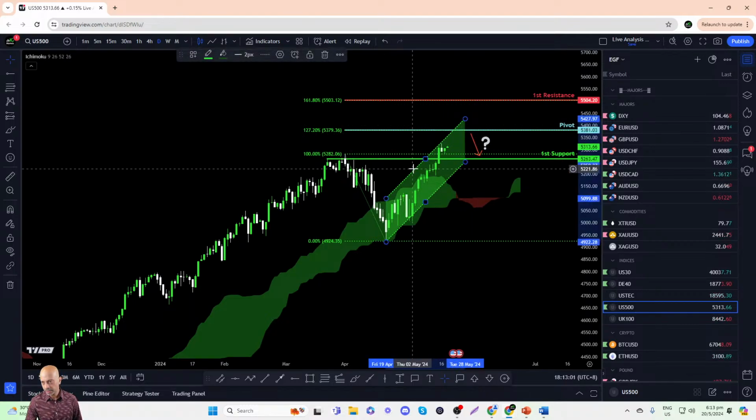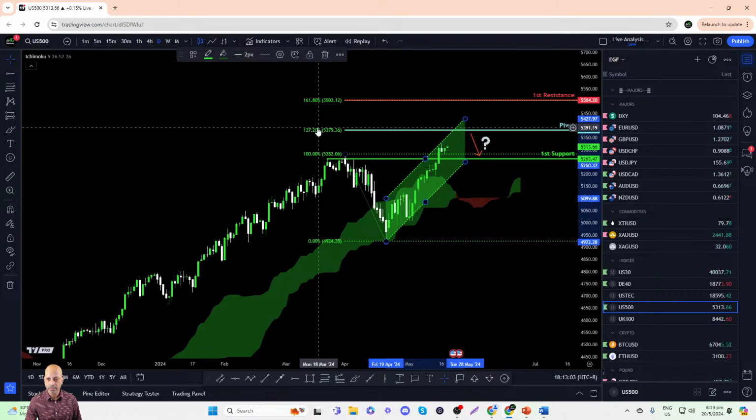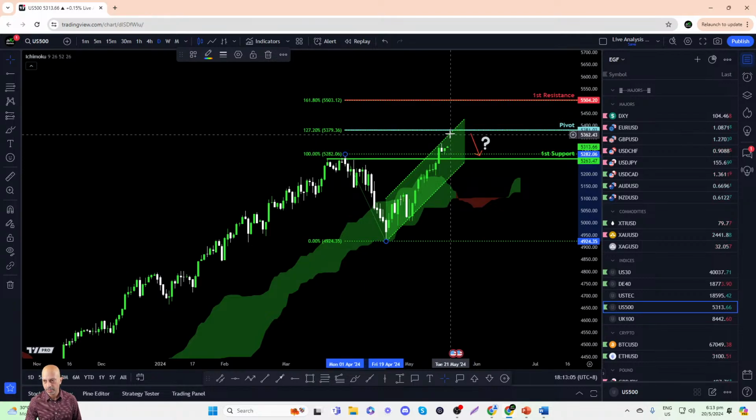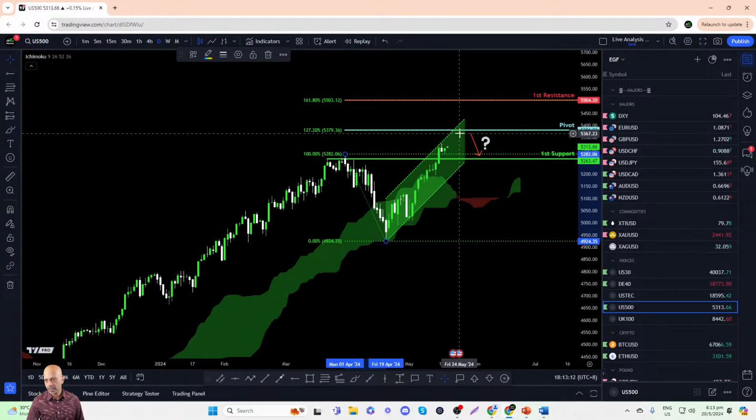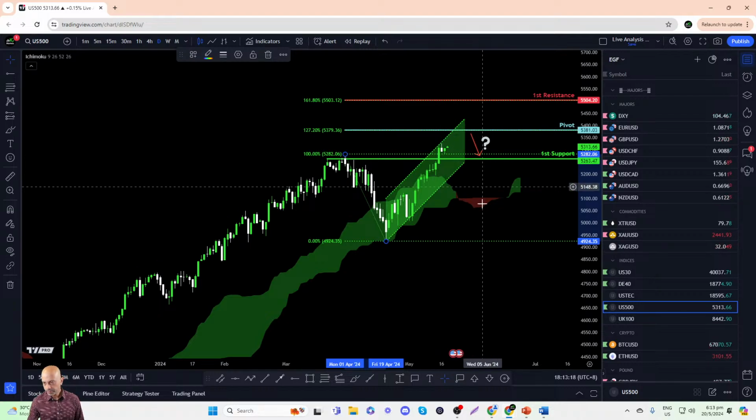Now, we have the combination of the upper trend line of the bullish channel and the extension at 127% to help us identify a potential resistance area. So for any long US 500 positions that you may have, using the combination of the pivot and the upper trend line would be a good idea to identify your take profit level.